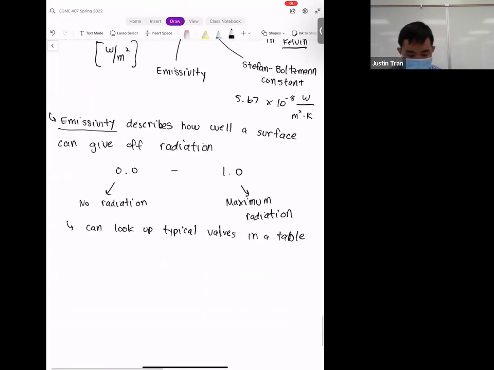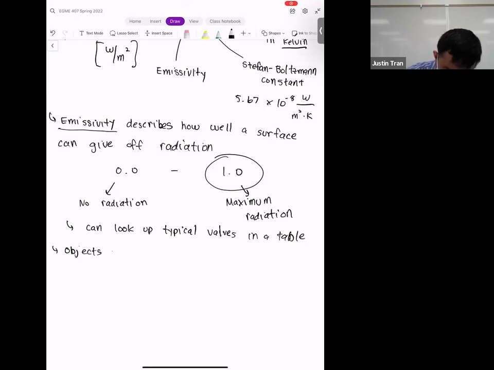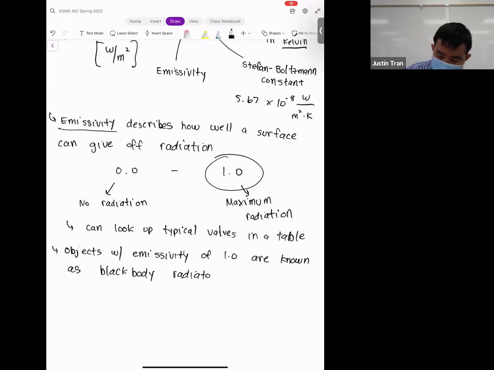Right. And so in fact, emissivity of 1 has a special name. I think there are some real materials that can get close to it, but for the most part, it's a theoretical maximum. Okay? And so objects with emissivity of 1 are known as black body radiators. Okay? We'll spend a bit more time talking about black bodies. They also have some other really nice properties with radiation as well. But for now, you can consider black bodies as having perfect emissivity.